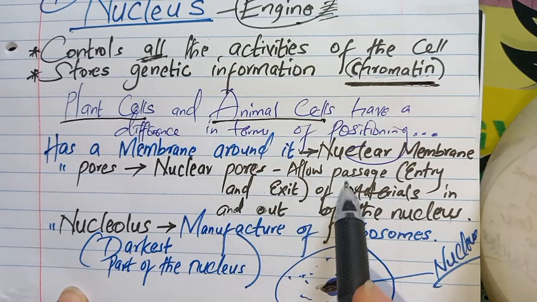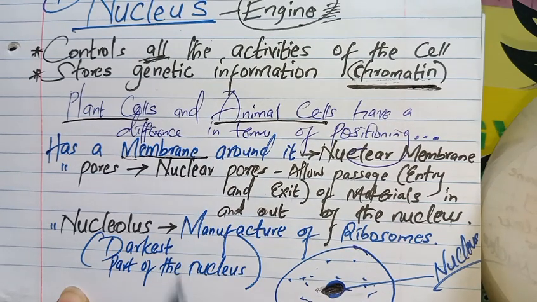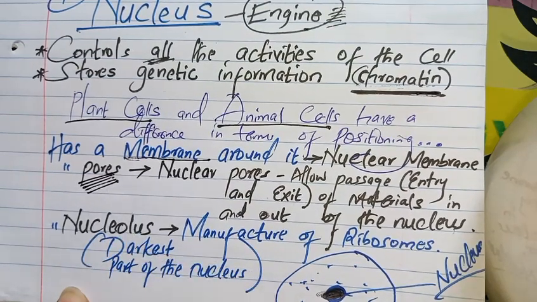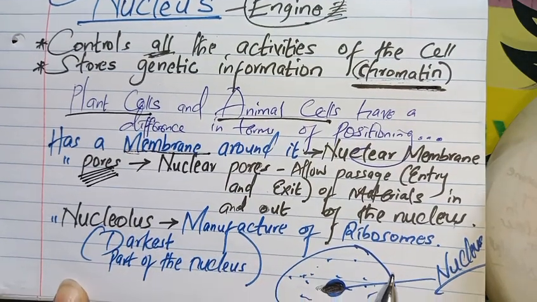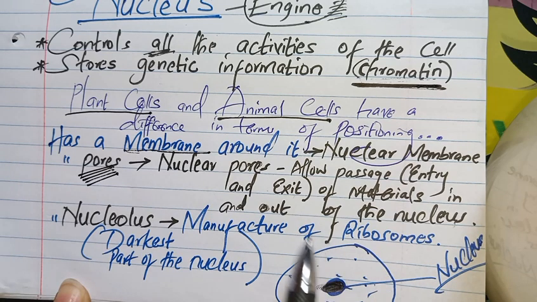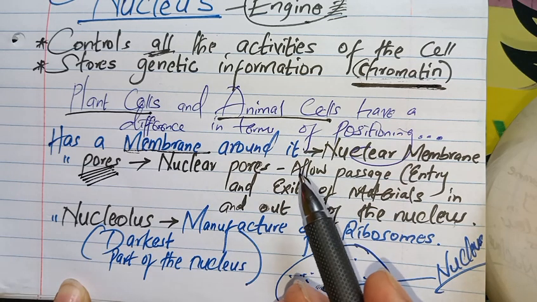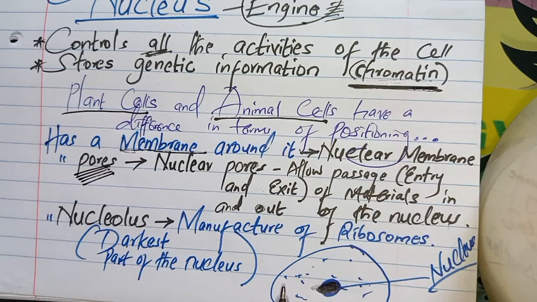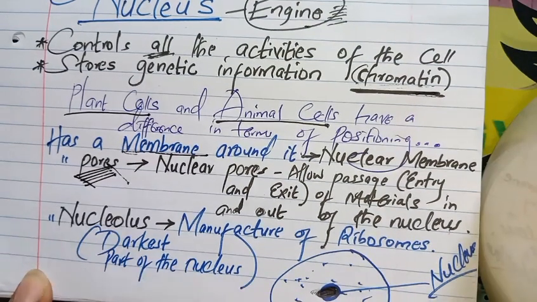The first one is the nuclear membrane. The nuclear membrane surrounds the nucleus and it has what we call the nuclear pores. These are small holes through which materials will pass into and out of the nucleus. Remember, the nucleus requires several materials that are useful in various functions of that nucleus, and for materials to pass across the nuclear membrane, the pores are the ones that facilitate.